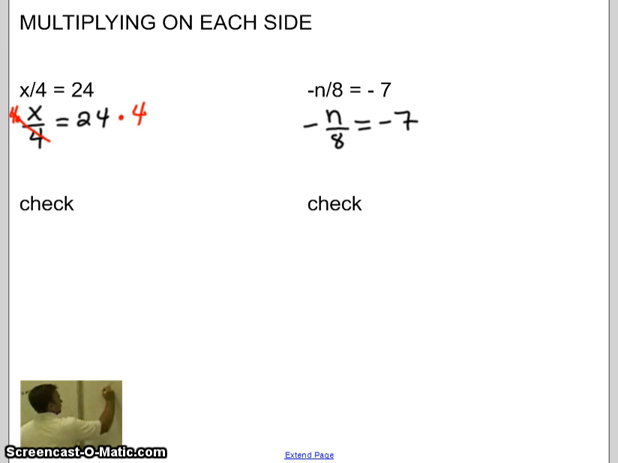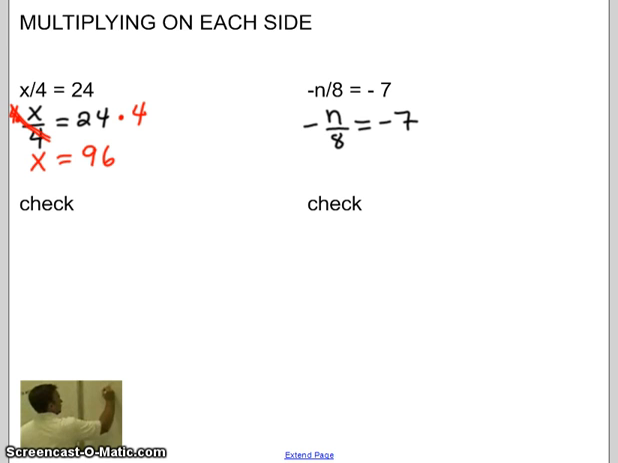So we're going to multiply both sides by 4 to get rid of the 4 in the denominator. We're going to get a large number here. So these cancel out here. I'm left with x equals 24 times 4. You may need a calculator for this. I believe it's 96.